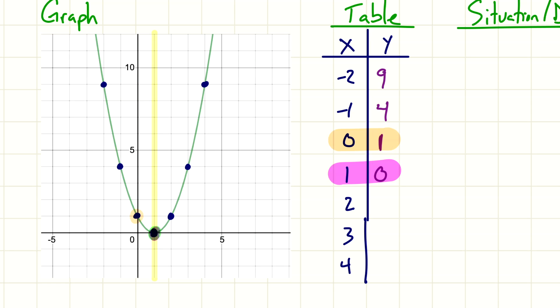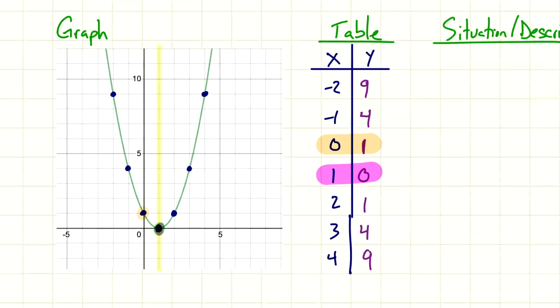You should notice, just like on the graph, a pattern with the points. The points will repeat. So instead of 9, 4, 1, 0, going the other way it's going to go 1, 4, 9. That's the nice part about parabolas. You should see that. Without even looking, I already know that pattern.